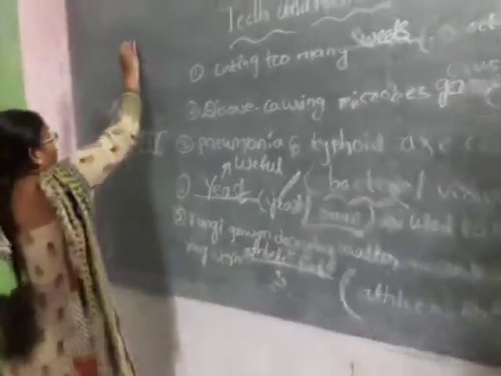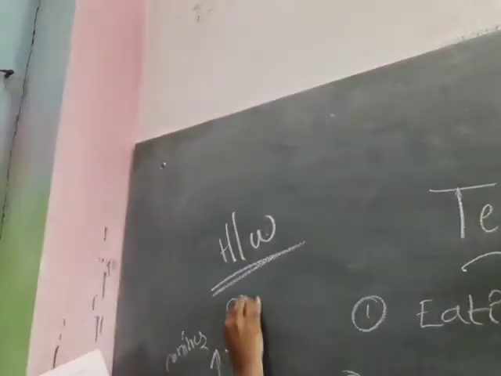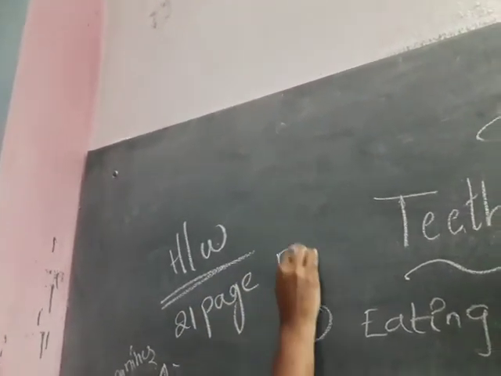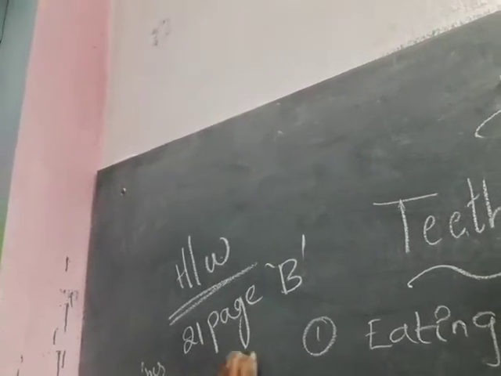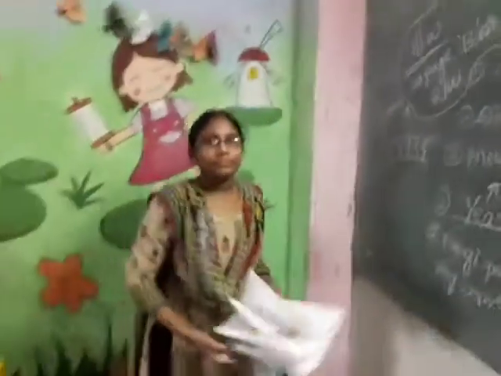Today's homework: page 21, B bit. Read and write. Okay.